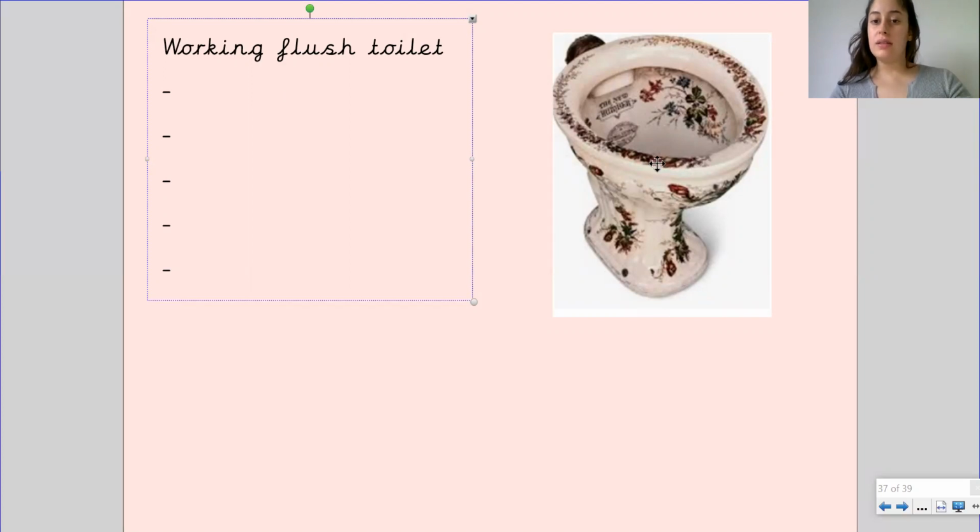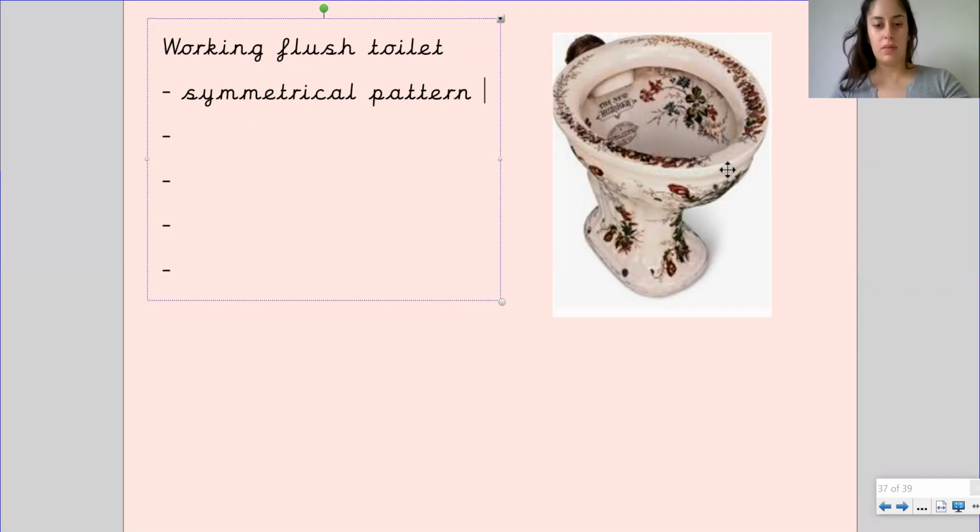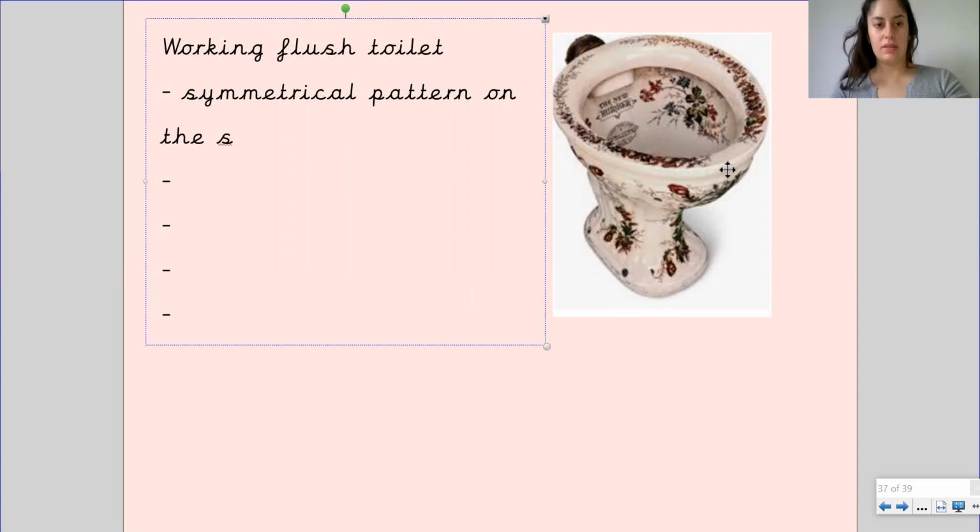Well, I can see that this side and this side of the seat have got the same patterns. So it's like it's repeated on each side. Does anyone know what that is called? When something looks like it's been cut in half and each side of that half has got the same pattern, it's called symmetrical. So symmetrical patterns on the seat. I can't spell. On the seat.